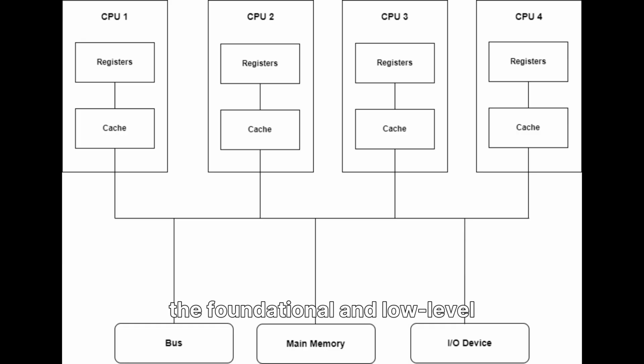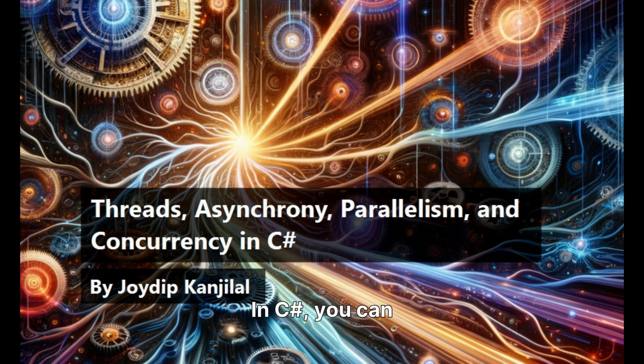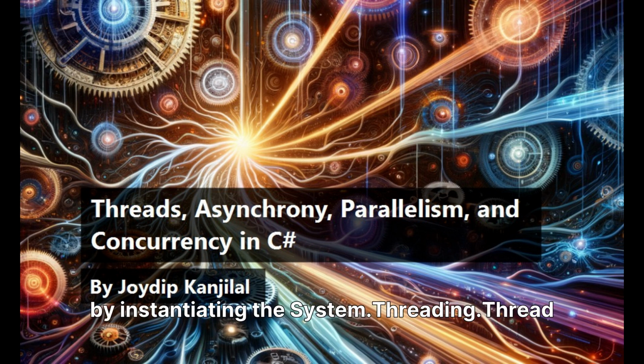Our journey begins with the foundational and low-level concept of threads. Understanding threads is essential as they form the underlying mechanism for many higher-level concurrency constructs in C#, providing the bedrock for advanced techniques. A thread is the smallest unit of execution that an operating system can independently schedule. Within a single process, multiple threads can exist, each executing instructions concurrently. This independence allows your program to perform several operations simultaneously, such as updating the UI while fetching data, without one blocking the other.